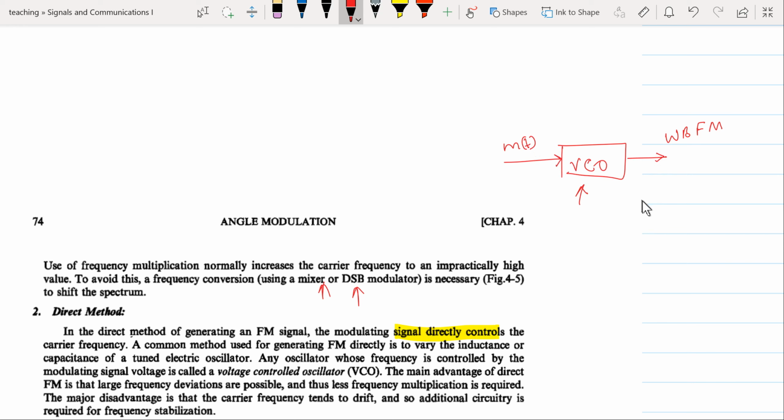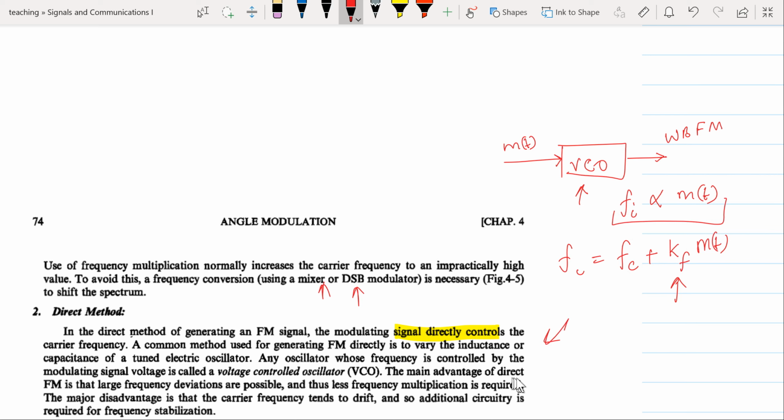So the frequency is a function of m(t), and you're saying that the frequency coming out is directly proportional to m(t). Therefore, we can say that Fi will be equal to the frequency of the carrier plus the deviation constant Kf times m(t). So this is the deviation constant that results from this direct relationship. That is the direct method of generating wideband frequency modulated signal.